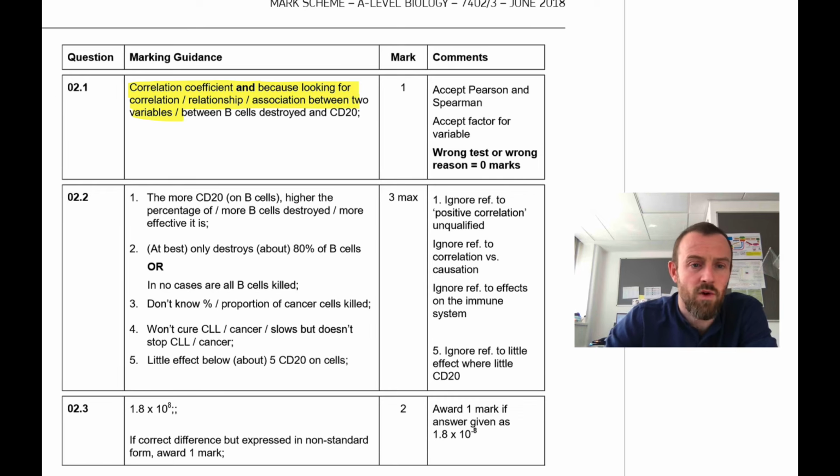So the first mark is for describing the correlation: the more CD20, the more B cells are destroyed. The second mark is for saying that at best it only destroys about 80% of the B cells. So therefore, this is also what I said. It won't cure the cancer because some of these B cells could divide again to become cancerous again. This was something obvious that I could have missed. It included little effect below about 5 CD20 on the cells.